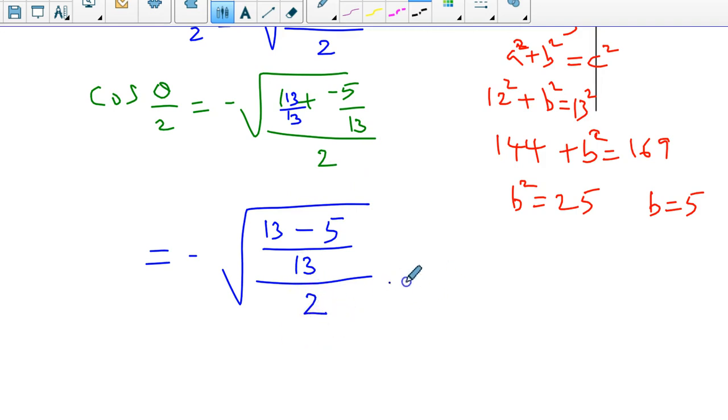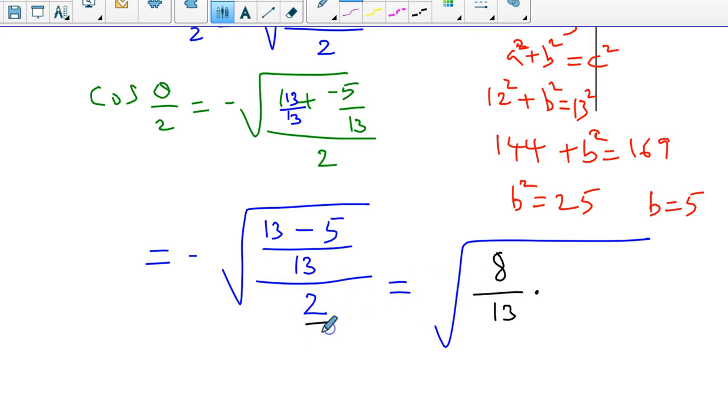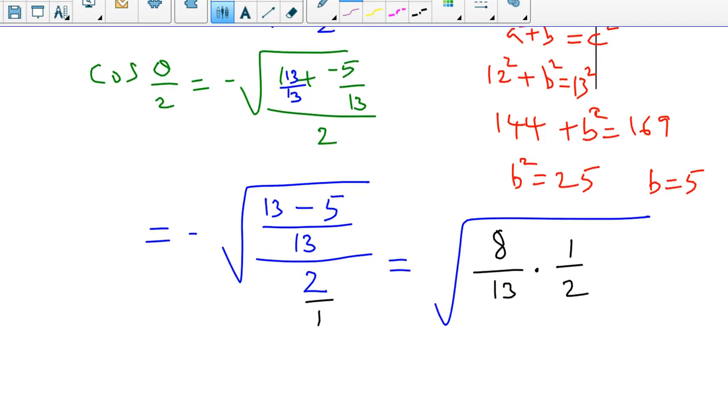Then what happens? 13 minus 5 is 8. So 8 divided by 13. This big division changes to multiplication, and 2, that is 2 over 1, has to be flipped, or we take the reciprocal of 2 over 1, that is 1 over 2, because this actual main division sign is changed to multiplication. Now what is left?